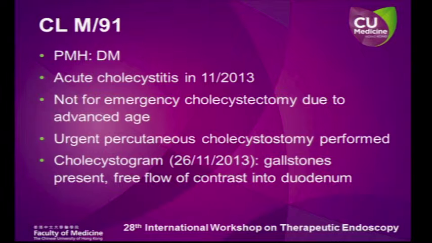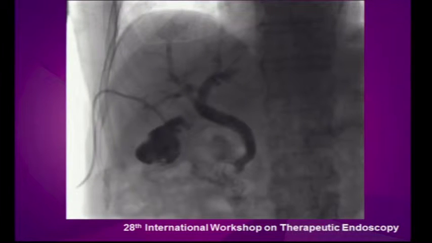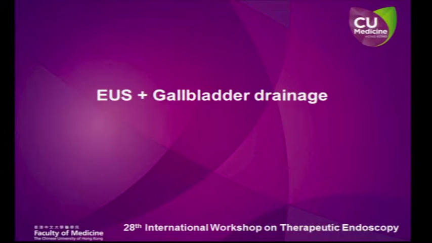Cholecystogram last month showed the presence of gallstone, and there was free flow of contrast into the duodenum. The patient was now with a PTC. This is the cholecystogram. Today we are going to have EUS plus gallbladder drainage.